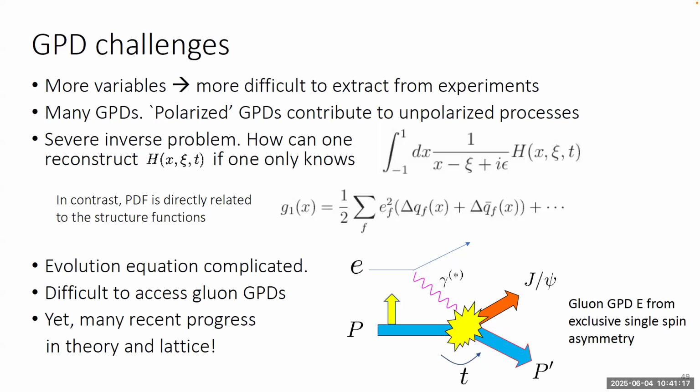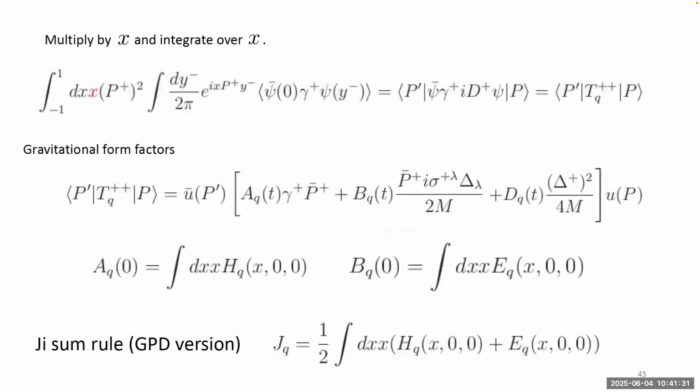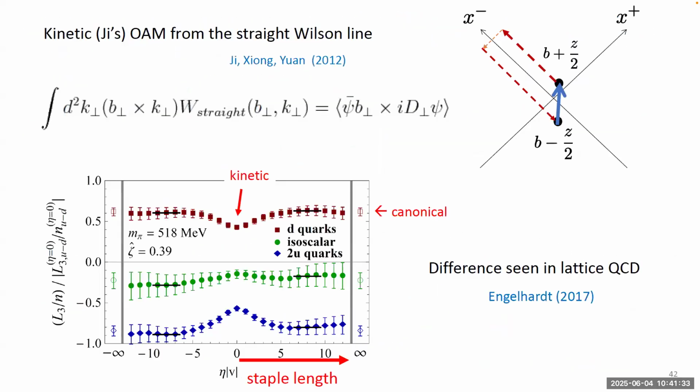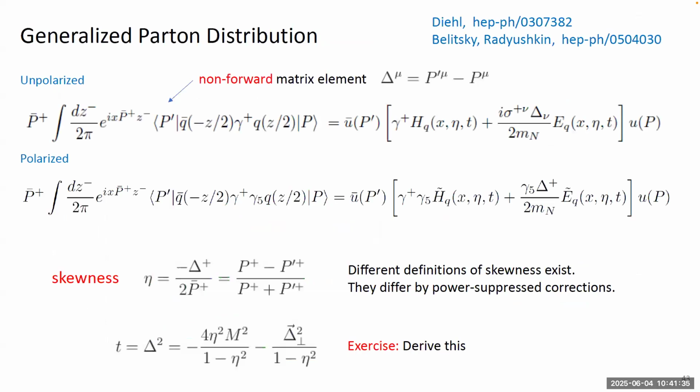And one of either the amplitude or the complex conjugate amplitude has to be polarized, and the partner should be unpolarized. You can find the complete formula in this review article by Belitsky and Radyushkin. It's a very complicated formula, but you can find it here.